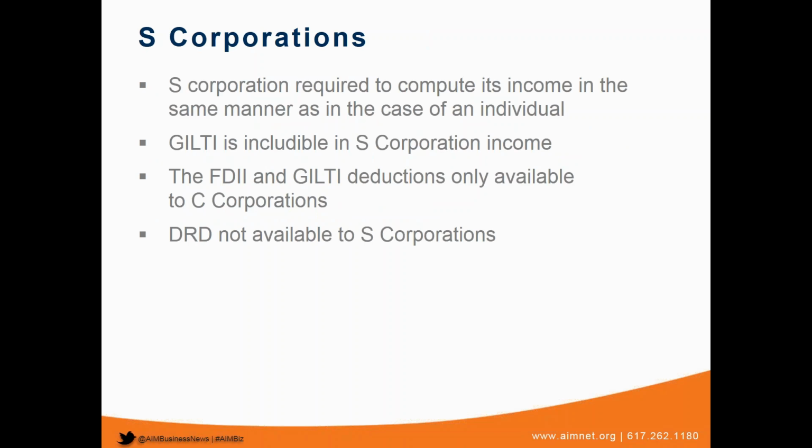Next slide, please. S corporations again are required to compute all income in the same manner as individuals. GILTI income is included, and on the repatriation tax, the dividends received deduction is not available to S corps or partnerships. I think it's important to note that S corps and partnerships are able to make an election to defer the repatriation tax until a triggering event occurs, which is either they sell the equity interest in the company or there's an asset sale. And that's made at the individual S corp shareholder or partner level.